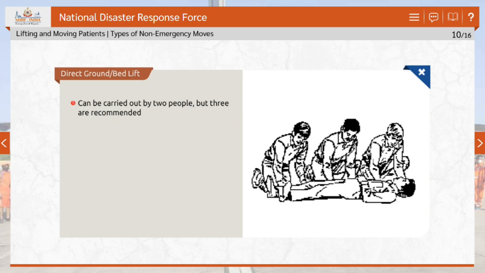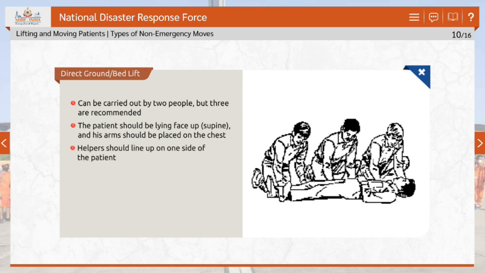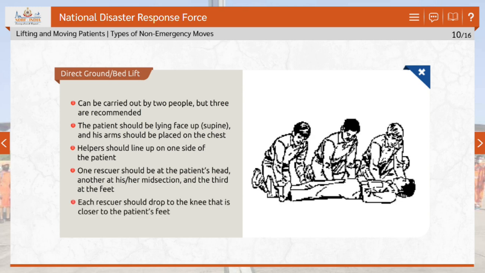To perform a direct ground lift, the patient should be lying face up, supine, and his arms should be placed on the chest. You and your helpers should line up on one side of the patient. One rescuer should be at the patient's head, another at his or her midsection, and the third at the feet. Each rescuer should drop to the knee that is closer to the patient's feet.